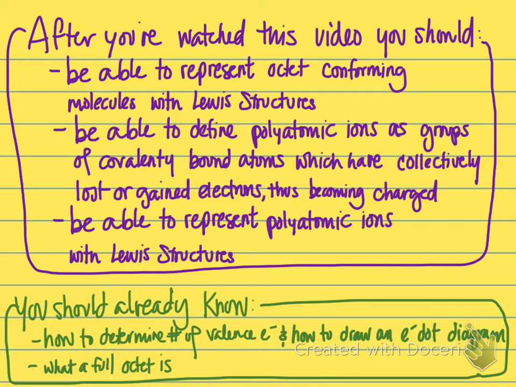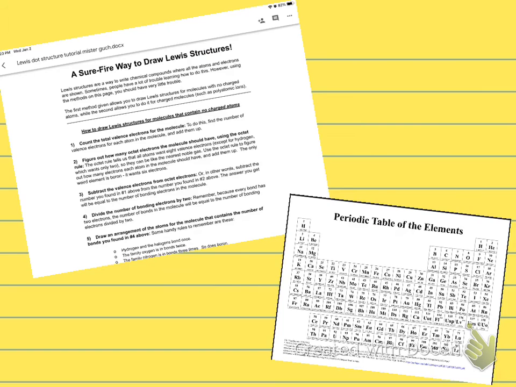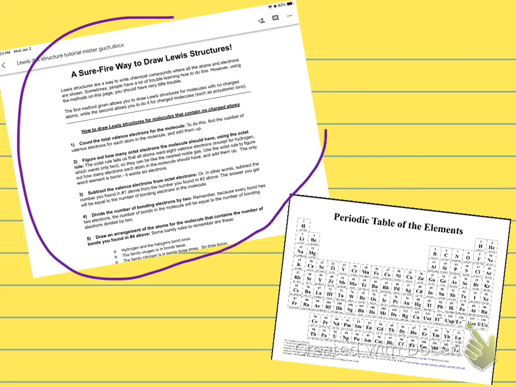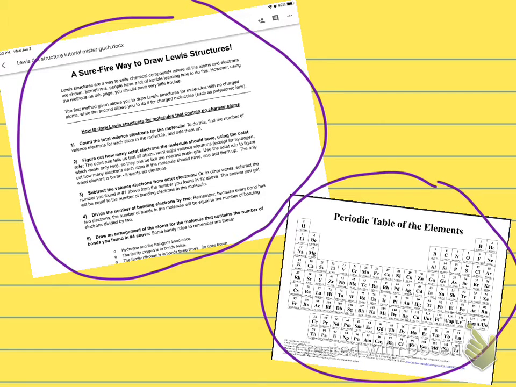What you already need to know is how to determine how many valence electrons an atom has, how to draw an electron dot diagram, as well as what a full octet is. So let's go ahead and get started. You will definitely need to pick up the Mr. Gooch tutorial on how to draw Lewis structures. It makes life much, much easier, and having a periodic table is also pretty handy. So take a moment and grab those, and then let's get started.